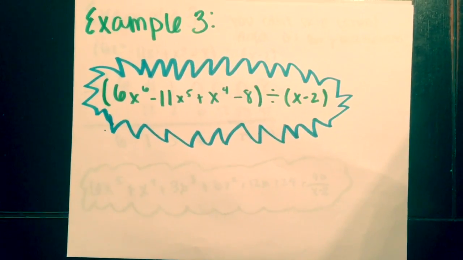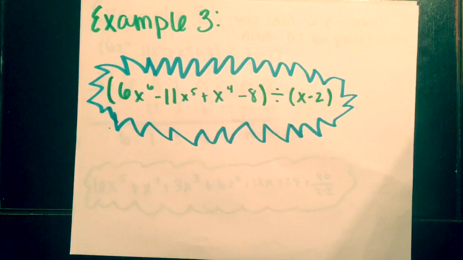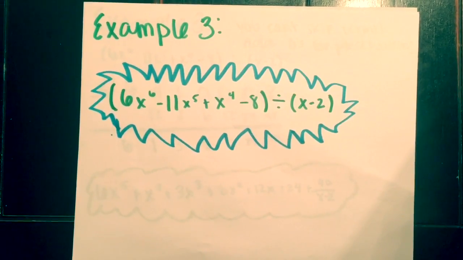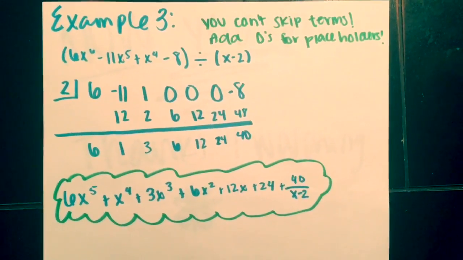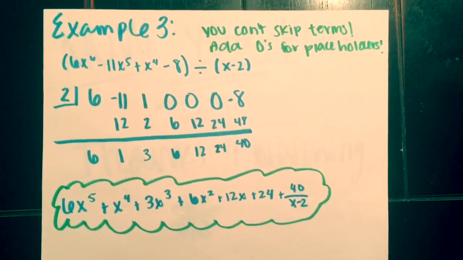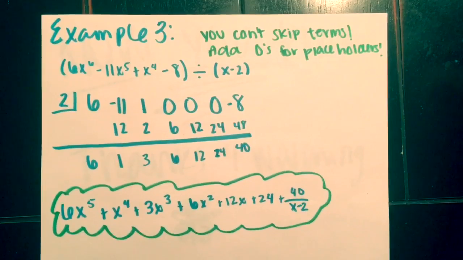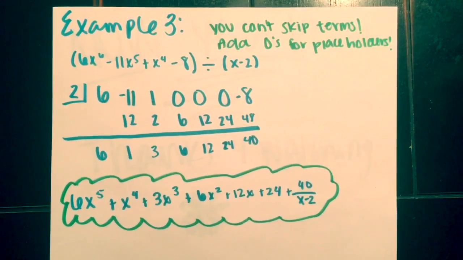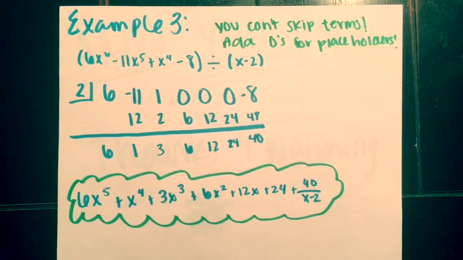Example 3: 6x to the sixth minus 11x to the fifth plus x to the fourth minus 8 divided by x minus 2. So for this one, you're going to need to put placeholders in for x cubed, x squared, and x because you can't skip terms. After doing that, you'll proceed like you did in examples 1 and 2.